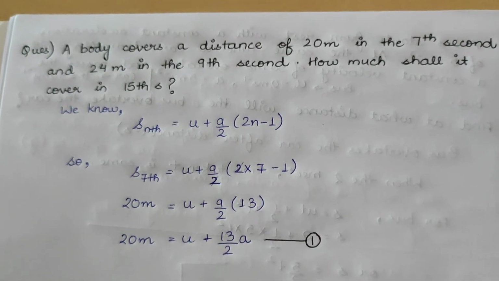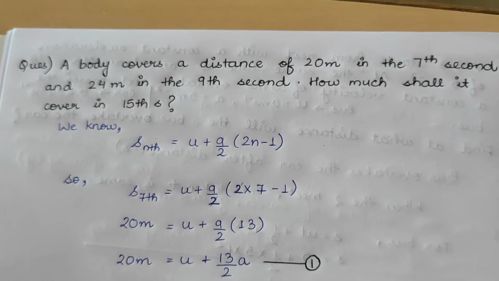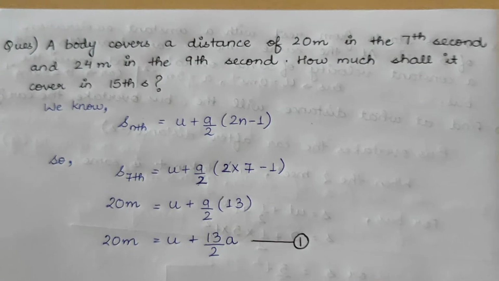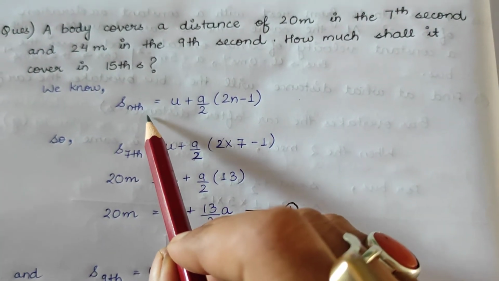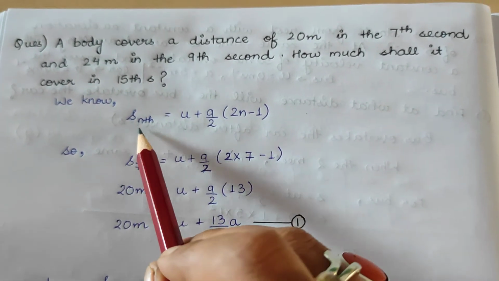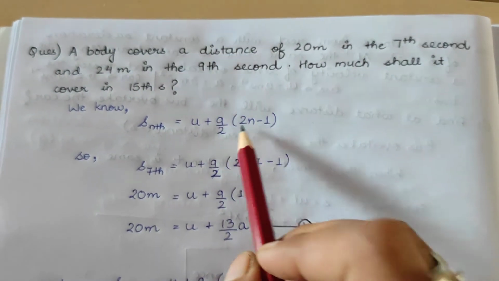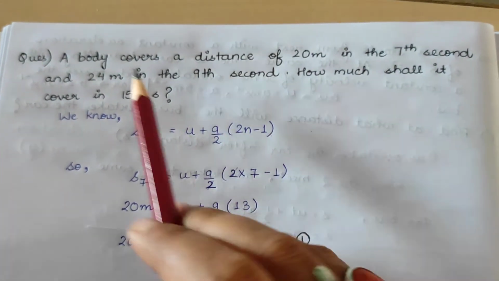Class, now we will consider an example of distance traveled by an object in nth second. We have studied the equation of motion for s nth. It was s nth equals u plus a by 2 (2n minus 1). Now we'll come to the question.